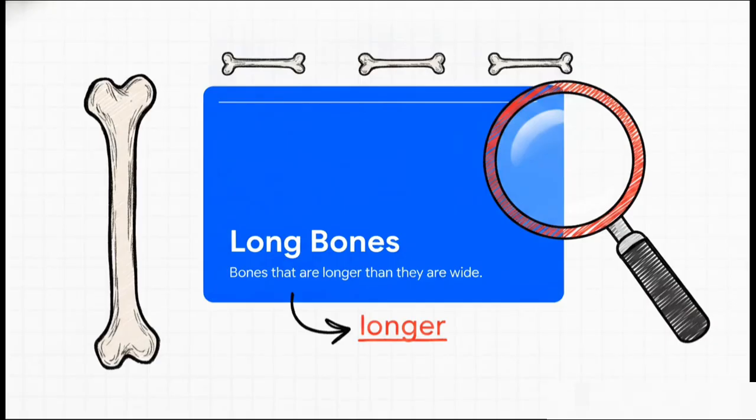First up, we have long bones. Now, the definition here is super simple. They are literally just bones that are longer than they are wide. That's the absolute key word to focus on here, longer. If its length is greater than its width, boom, it fits right into this category.